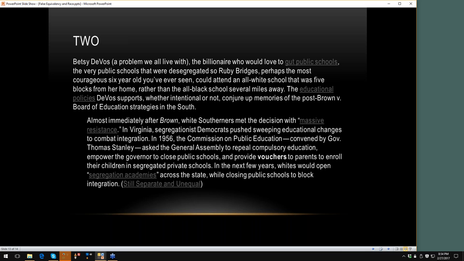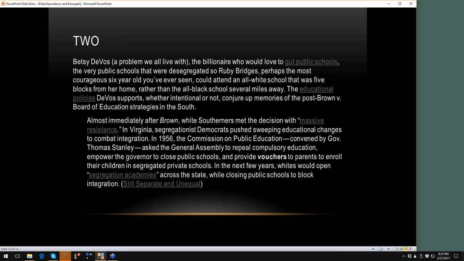So she is a billionaire who wants to gut public schools, and these are the very public schools that were desegregated. You can only desegregate public schools. You can't desegregate a private school, because they are private. You can do what you want in a private school. So the false equivalency is so beyond the pale here. It's difficult for me to get over it.